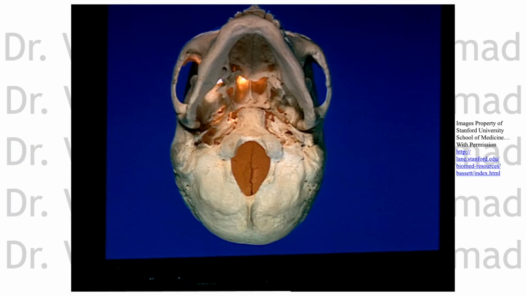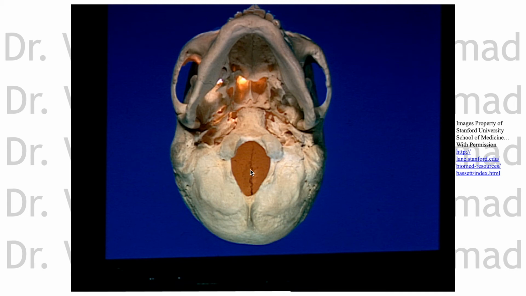Okay, this is a plate to show you the foramen magnum. See, this is the foramen magnum. If you're asked about the foramen magnum, what passes in the foramen magnum? The spinal cord passes in the foramen magnum as continuation of the medulla oblongata. The medulla oblongata ends as the spinal cord.